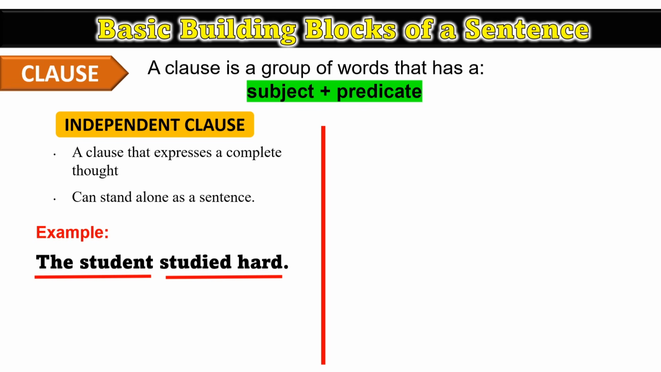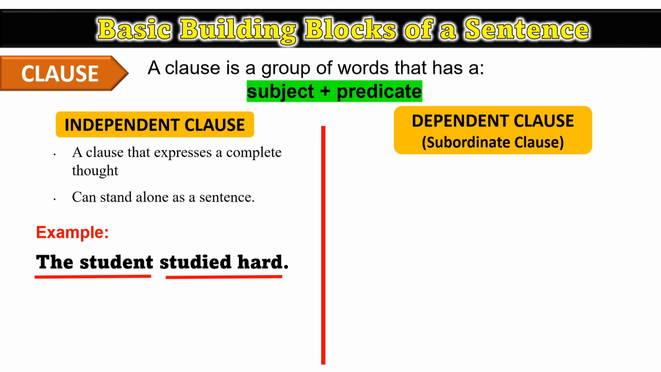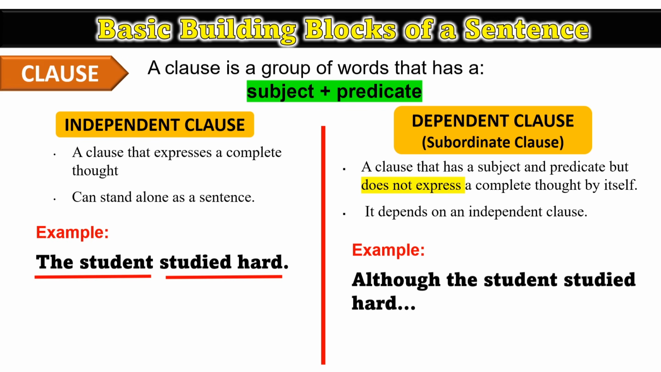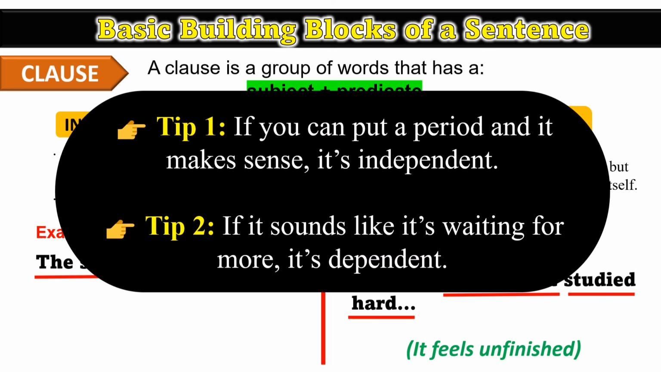On the other hand, dependent clause, also known as subordinate clause, is a clause that has a subject and predicate as well, but does not express a complete thought by itself. It depends on an independent clause. For example, although the student studied hard, wherein the student is the subject, while studied hard is the predicate. However, the thought feels unfinished. Tip: if you can put a period and it makes sense, it's independent. If it sounds like it's waiting for more, it's dependent.